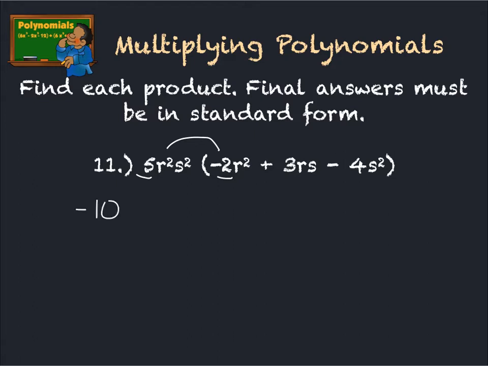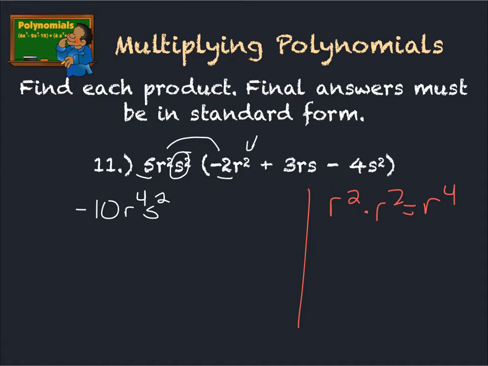Then for r squared, it's r squared times r squared. I'll do that on the side here in red. With the product rule, we would add those two exponents, 2 plus 2, which would be r to the fourth power. So here we'd have negative 10r to the fourth power. All right. Now we have this s squared here, but this first monomial did not have an s squared, so we would just bring the s squared down. We didn't do anything with it.